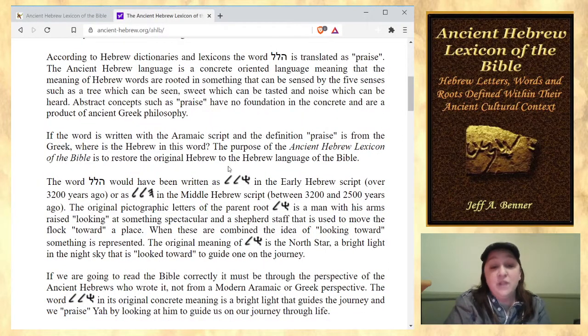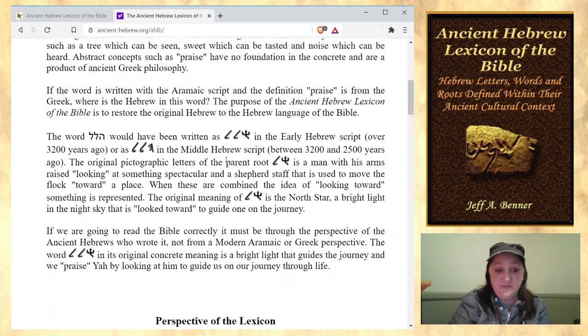The ancient Hebrew language is a concrete-oriented language, meaning that the meaning of Hebrew words are rooted in something that can be sensed by the five senses, such as a tree, which can be seen, sweet, which can be tasted, and noise, which can be heard. Abstract concepts such as praise have no foundation in the concrete and are a product of ancient Greek philosophy.